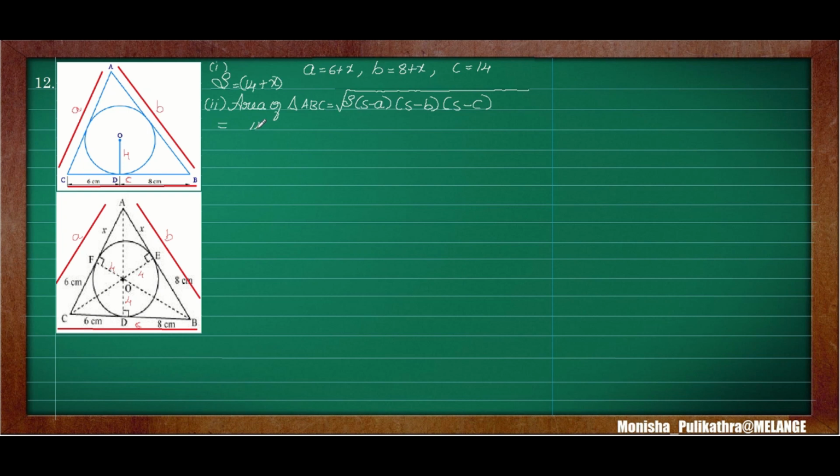So s is 14 plus x, s into s minus a. Okay, s is 14 plus x minus a, where a is 6 plus x. If minus comes, we need to put a bracket here. Then close the bracket. Again write s, which is 14 plus x, minus b, whose value is 8 plus x. Next, s is 14 plus x minus c, whose value is 14. Write the square root here.